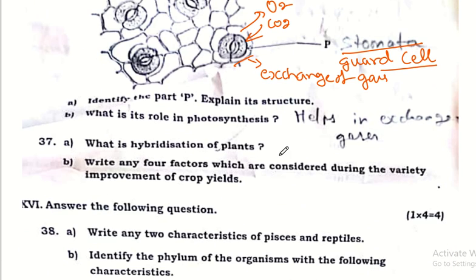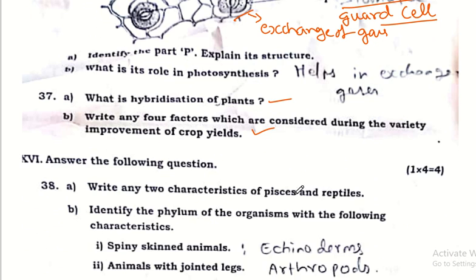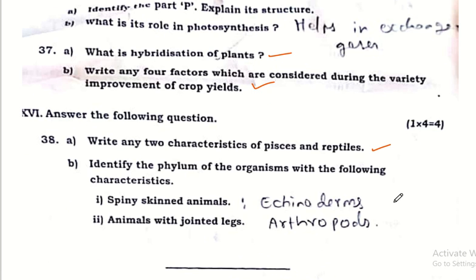And what is hybridization of plants? Refer to the textbook for this one also. Write any 4 factors. You have to refer to the textbook. Write any 2 characters of Pisces and reptiles. Refer to your text. And here, identify the phylum of the organisms with the following characters: spiny skinned animals, that is echinoderms, and animals with jointed legs are called arthropods.